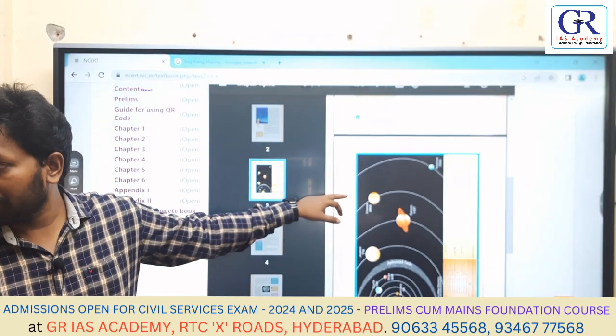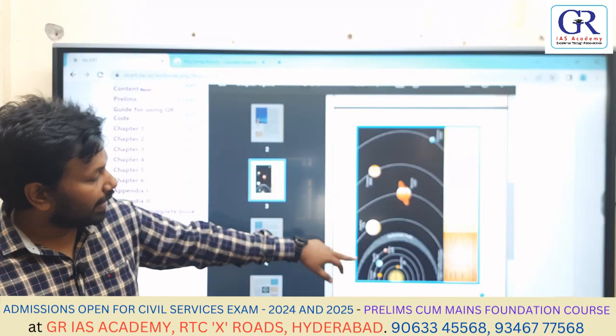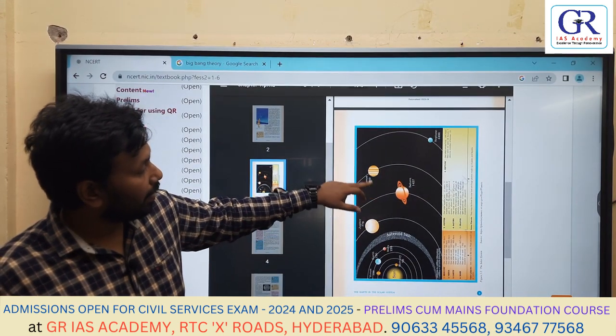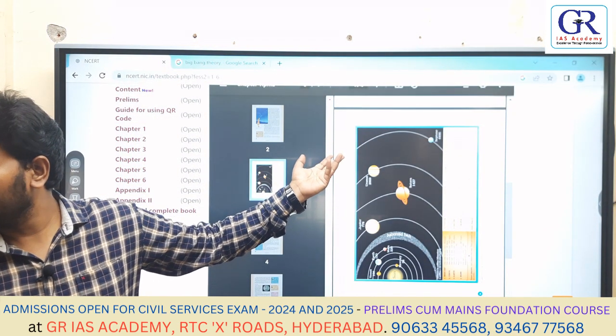NCERT has only a little. I'm telling a little first. And again the sun, all the planets, the asteroid belt, and Jupiter, Saturn, Uranus, Neptune. But we don't have Pluto, that has been removed as a planet. Do you know that?